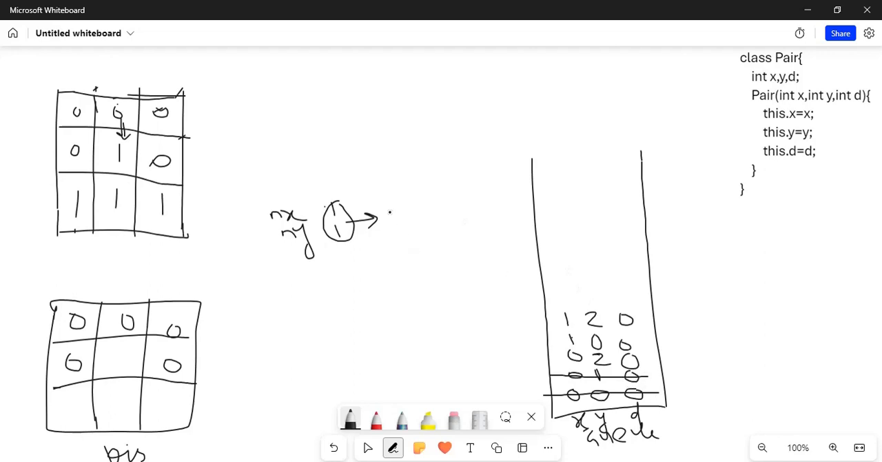Here d is 0 plus 1, that means 1. That means if this cell is at a 0 distance from the nearest 0, then this cell will be 0 plus 1. If this cell is d distance from the nearest 0, then this cell will be d plus 1 from the nearest 0. That means the answer for the new cell 1 1 will be 1, and also put this value in the queue. So this will be x1 y1 and distance will be 1.